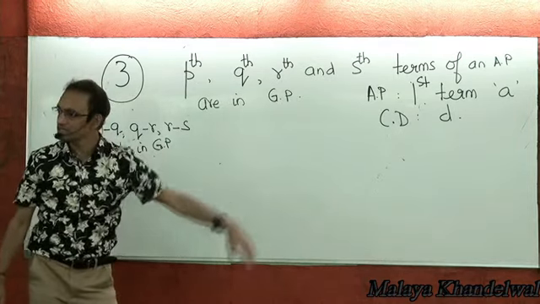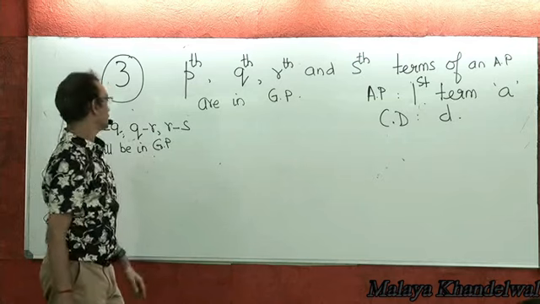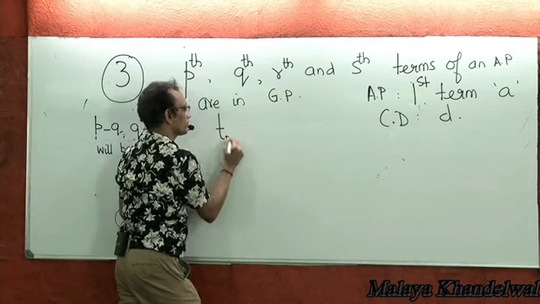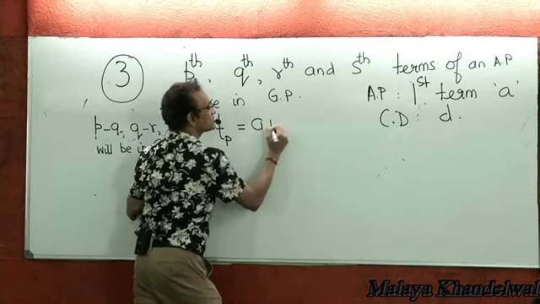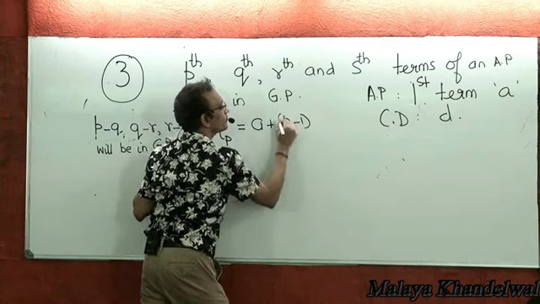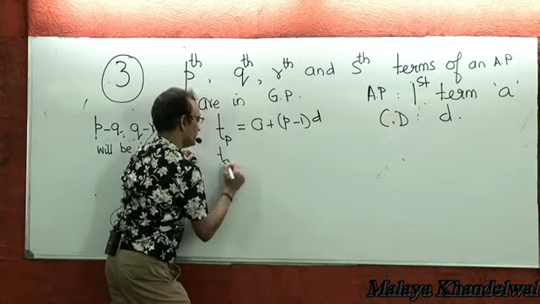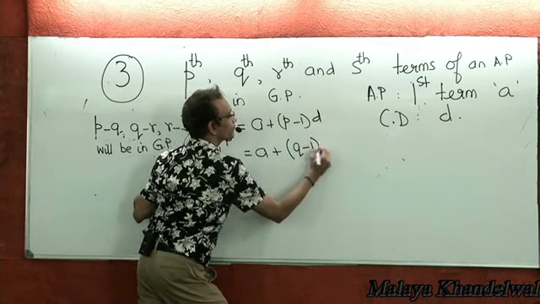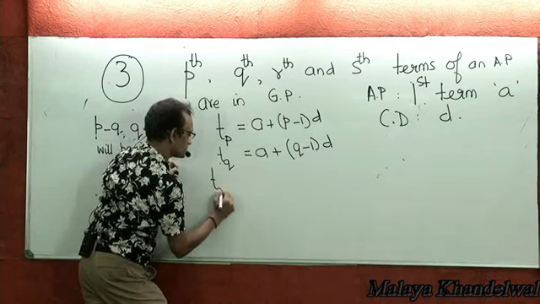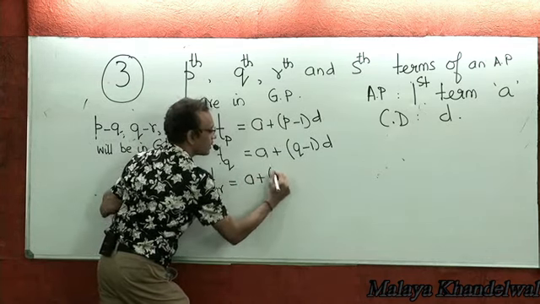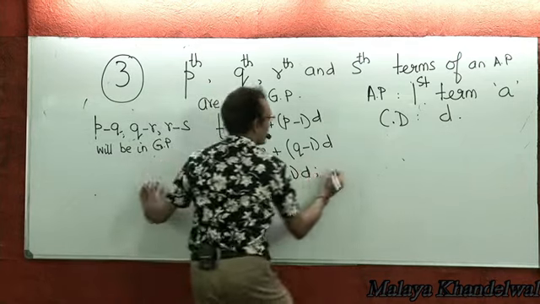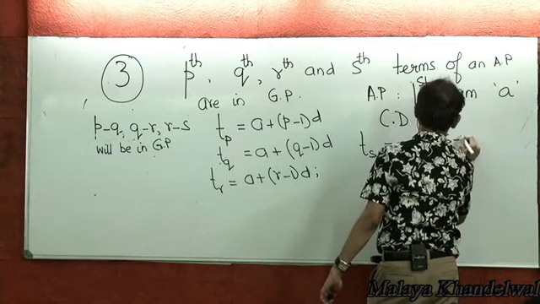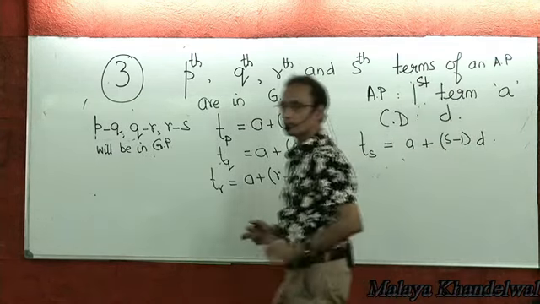First term A and common difference D. Now, the pth term of the AP is going to be what? A plus (P minus 1) into D. The qth term is going to be A plus (Q minus 1) into D. The rth term is going to be what? A plus (R minus 1) into D. And the sth term is going to be A plus (S minus 1) into D. Yes or no? Right?